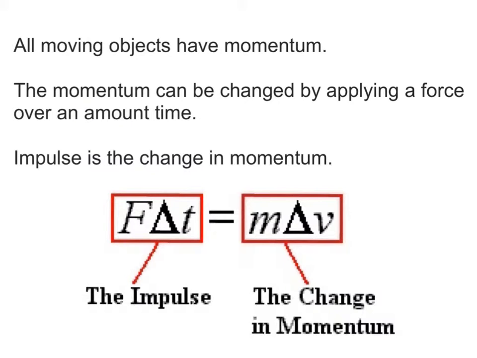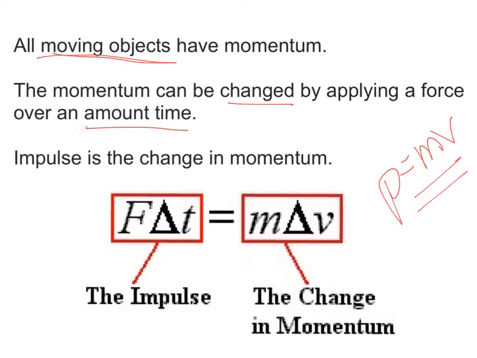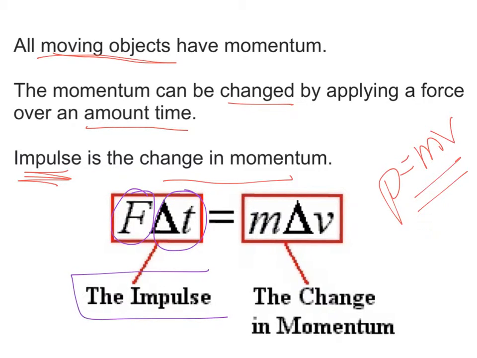As we talked about before, all moving objects have momentum. Remember that momentum is equal to the mass times the velocity. The momentum can be changed by applying a force over a certain amount of time, right? We take unbalanced forces and that causes changes in motion. The impulse, what we call the impulse, is any change in momentum. So when we look at the information here, we have a force that acts over a certain amount of time. That's known as the impulse. Impulse is any change in momentum.